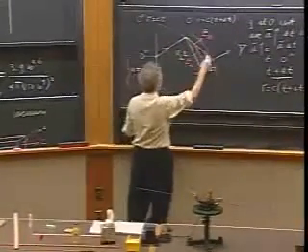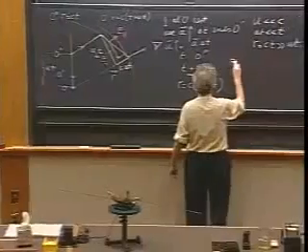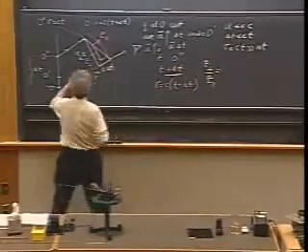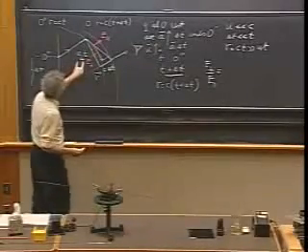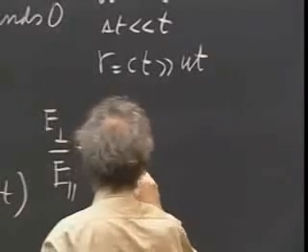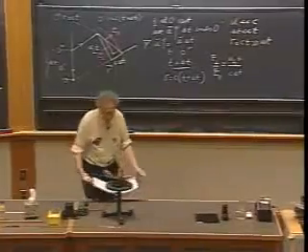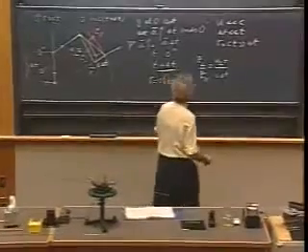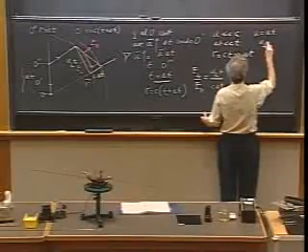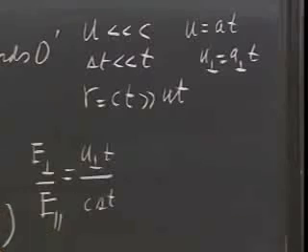Well, if you look at the fact that this triangle is congruent with this one, then you see that E perpendicular divided by E parallel must be U perpendicular T divided by C delta T. But U perpendicular T, we know that U is AT. So U perpendicular is A perpendicular times T. A perpendicular is now the component of the acceleration perpendicular to R.